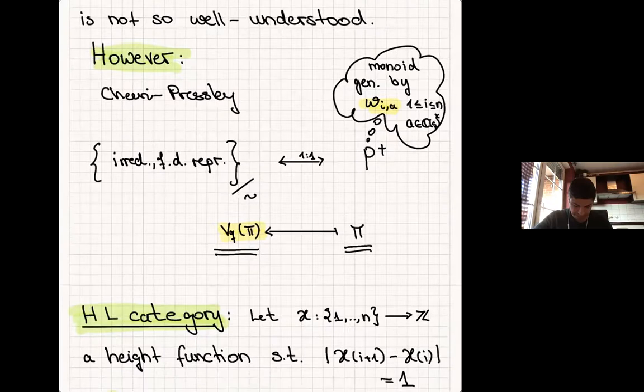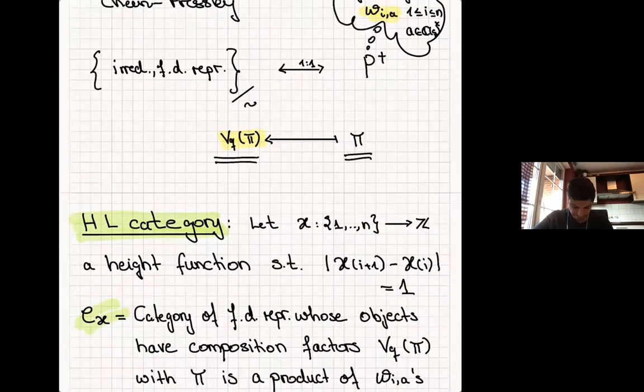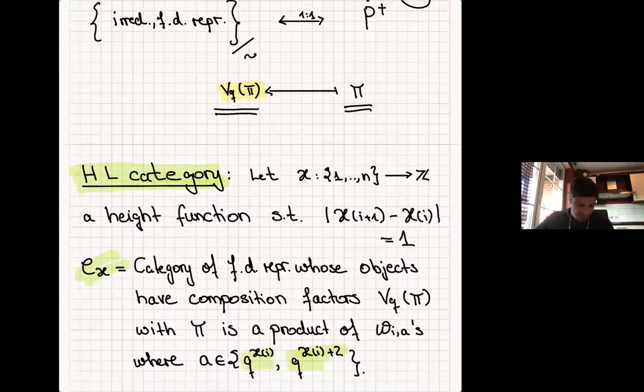So what is this Hernandez-Leclerc category in this language? So this Hernandez-Leclerc category for type A depends on a height function. And this height function is, well, it's a function from this index set 1 to n to the integers. And you want that the difference is 1. So you choose kappa of 1, and then kappa of 2 has already two choices. Either you take kappa of 1 plus 1, or you take kappa of 1 minus 1.